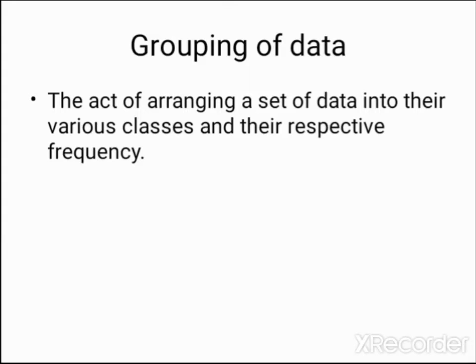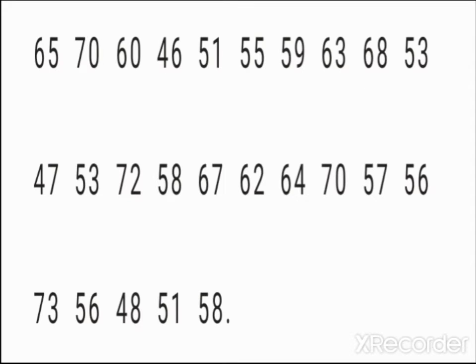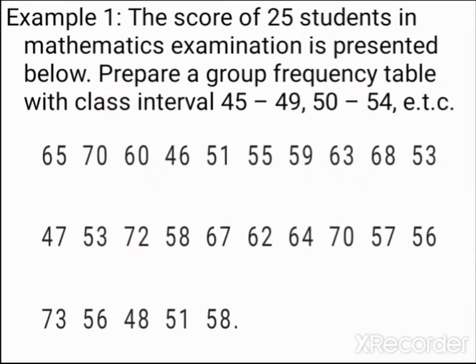Of data, we talk about the art of arranging a set of data into their various classes with their respective word frequency. The art of arranging a set of data into their various classes and their corresponding frequency. That is what it simply means to group a set of data. So what we have here is this set of raw data, and we want to group it into its various classes together with their corresponding frequency.